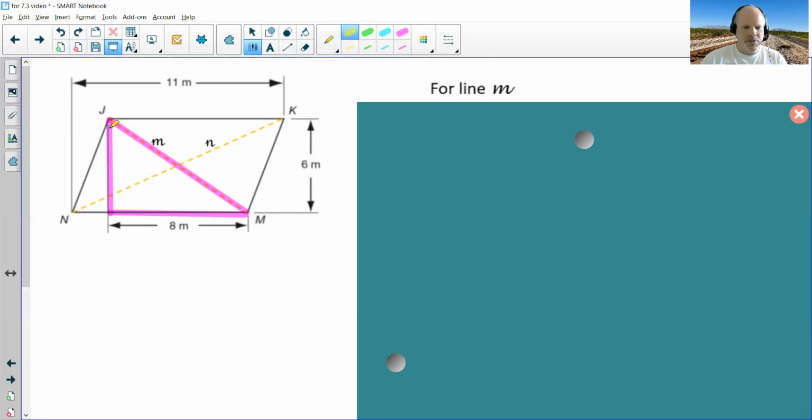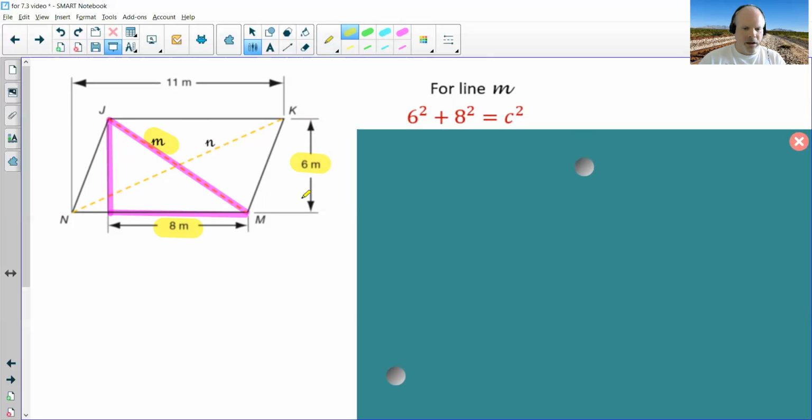Well, I know that the length of this side right here, if I look at the diagram, is 6 meters. The length of this side, I can see, is 8 meters. And of course, the unknown is M. So I can set up my Pythagorean relationship by saying 6 squared plus 8 squared equals c squared, or m squared if you prefer.